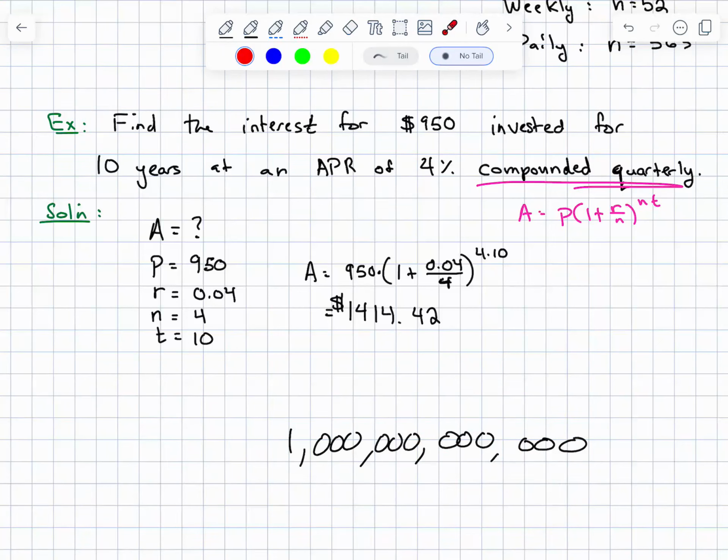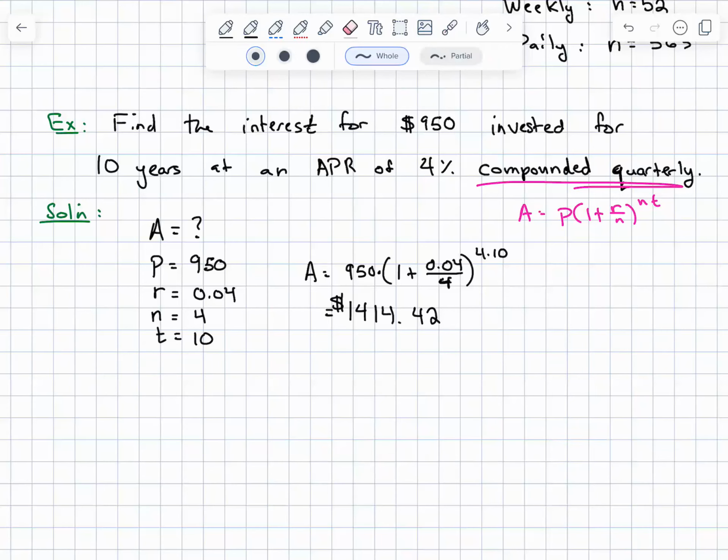So if you see an insanely large number, it's probably that you made an error entering it into your calculator, or you used the wrong percentage, or you used the percent form instead of the decimal form. Those are the types of numbers where you look at it and you're like, that's looking wrong.